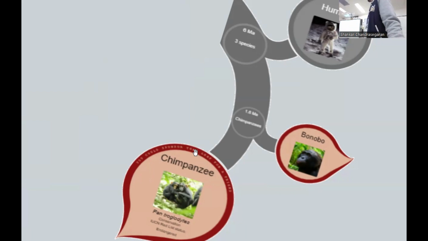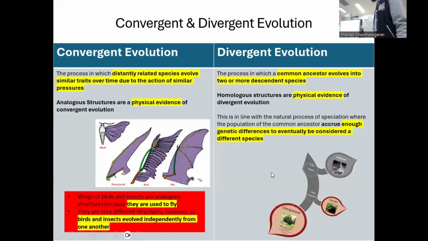This one is not accurately showing the human genus. It's just summarizing it as humans, bonobos, and chimpanzees, but it's a very simplified example of divergent evolution. So make sure you are able to tell the difference between one and the other.